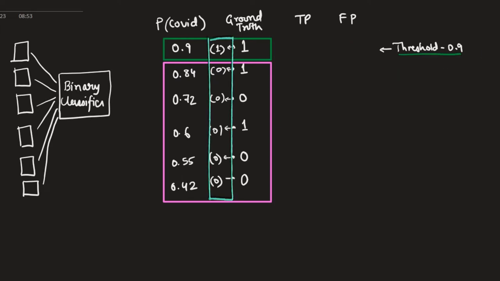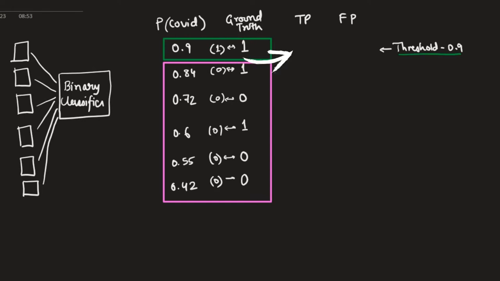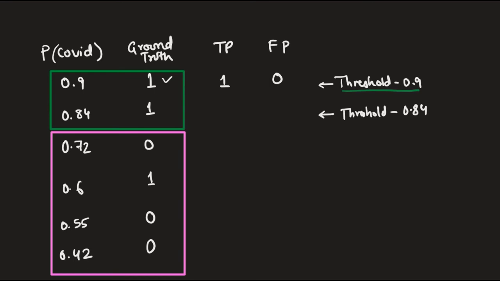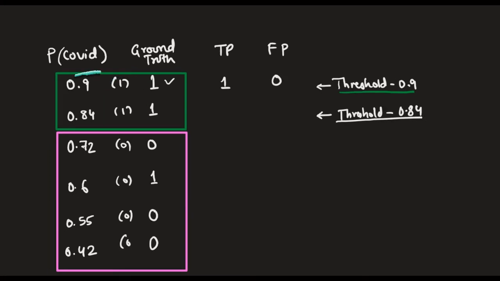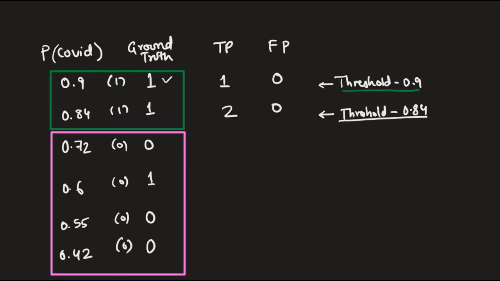We check this prediction with the ground truth of the images, which has been prepared by an experienced radiologist. From this prediction, we find the total number of true positives and total number of false positives. So at threshold of 0.9, the model gives us 1 true positive and 0 false positive. Next, we check the threshold for 0.84. In this, the top two images are labeled 1, because their probability is more than or equal to 0.84. And then we find out the true positive and the false positive at this threshold.